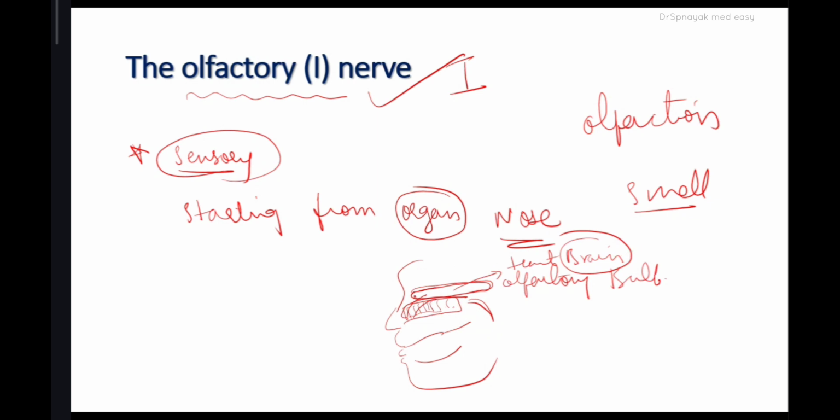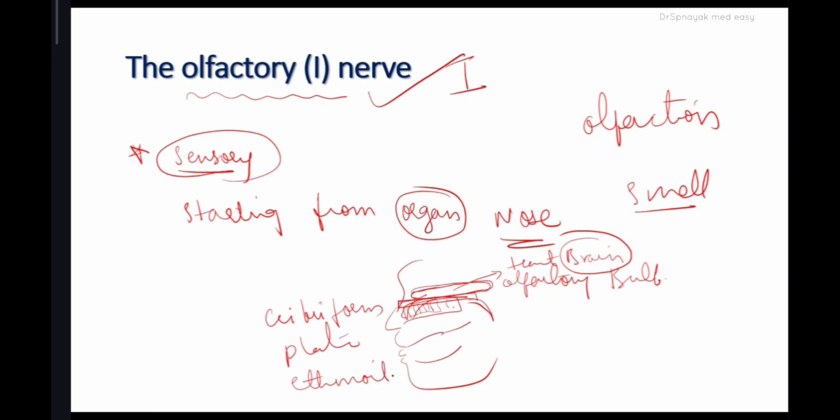Okay, and here one important point you have to remember. There is one plate present between the olfactory bulb and the olfactory epithelium, or the olfactory nerve branches and the olfactory bulb. In between these two we have a bone, or one plate. The name of the plate is cribriform plate. This plate is part of the ethmoid bone.